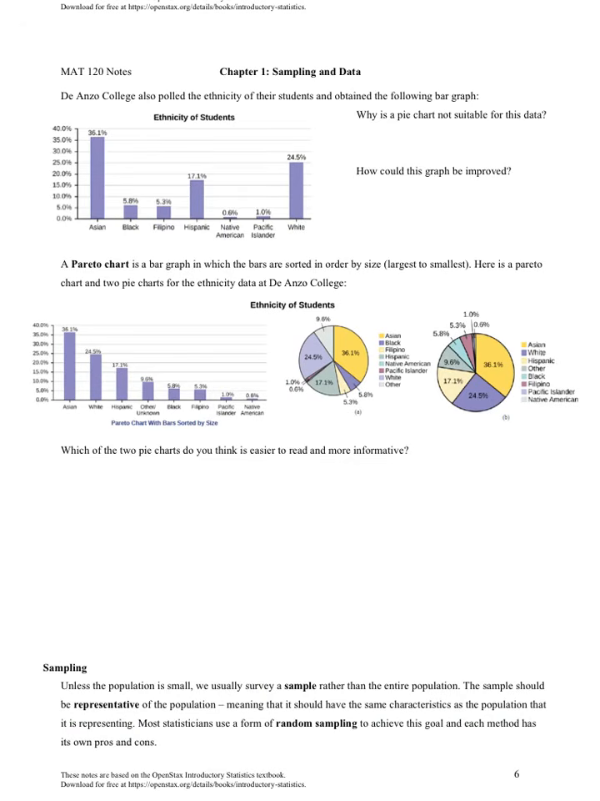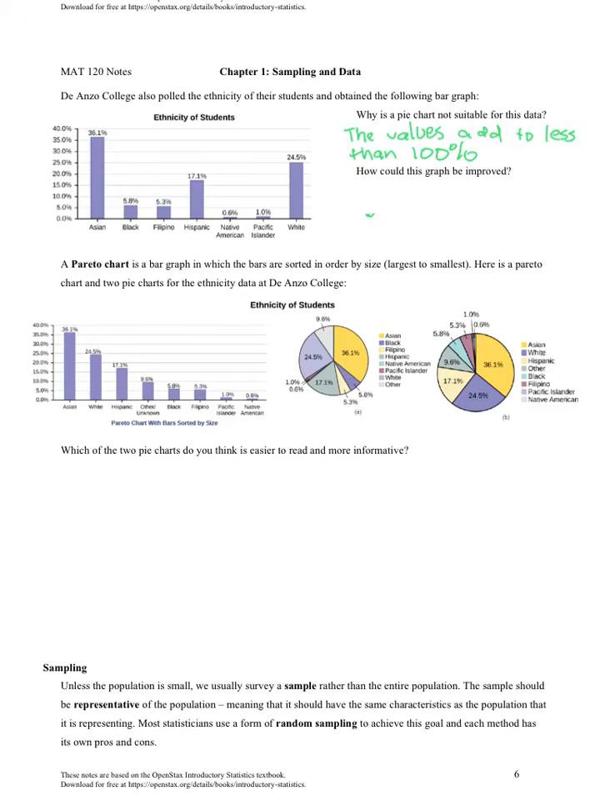On the next page, we have another bar graph. We see the ethnicity of students at De Anza College, once again broken down into percentages. To the right, we're asked, why is a pie chart not suitable for this data? Well, do all these percentages add up to 100%? No, they do not.